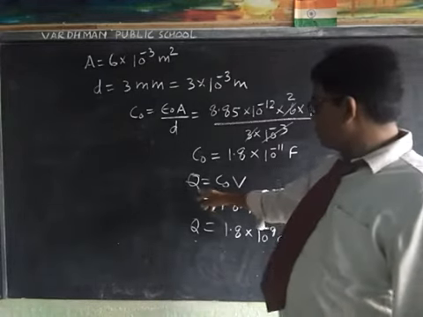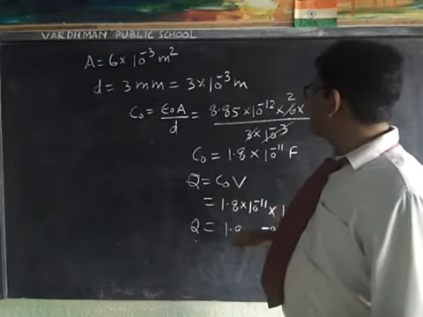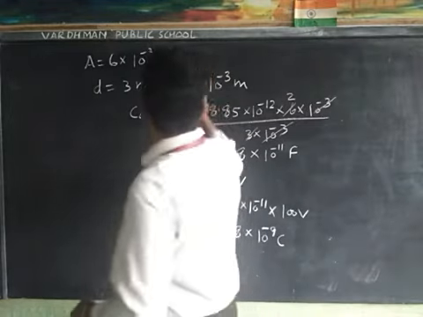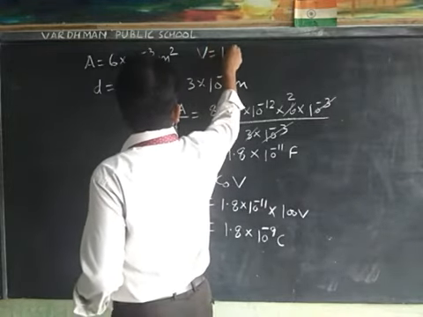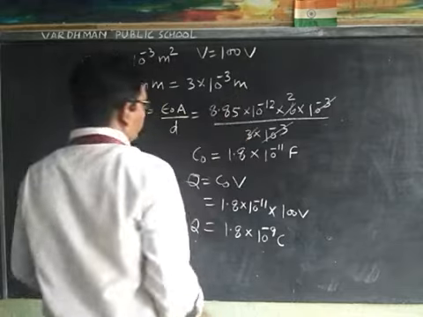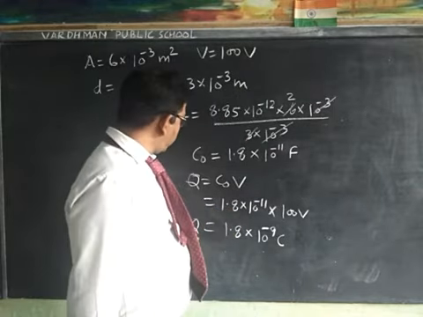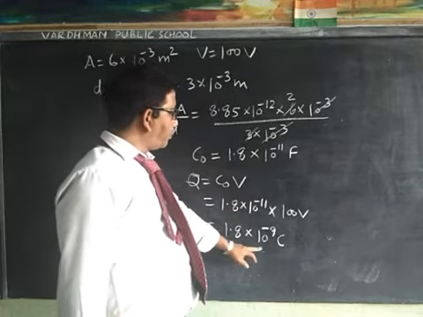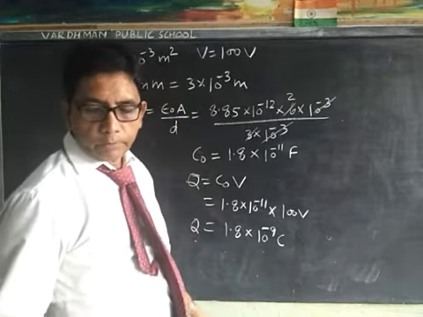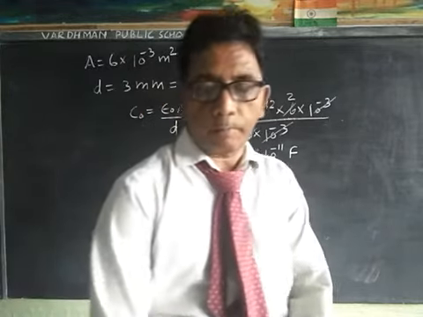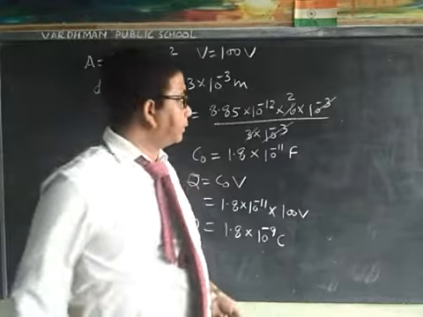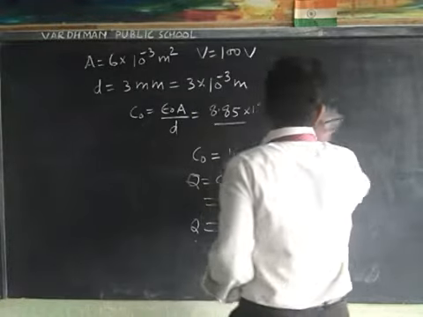Now charge Q is equal to C0 V, and given that the potential difference V is 100 volt, when we put in the values we get a charge of 1.8 into 10 power minus 9 coulomb. The unit of charge is coulomb. Now we will discuss the next question.